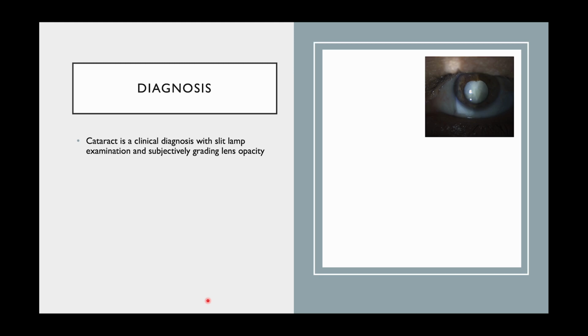So how do you diagnose it? Most commonly, you can just diagnose it with a slit lamp, and it can be super obvious. Like if you sit down at a slit lamp, you turn it on, you see the patient's eye looks like this, you immediately know it's a cataract.